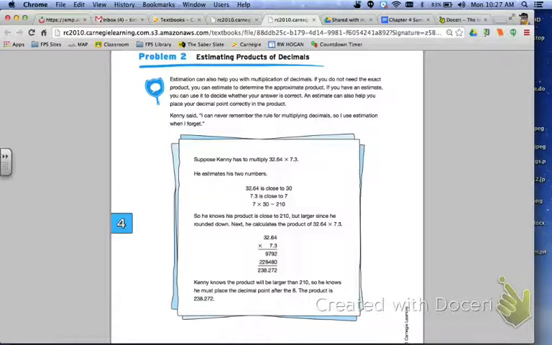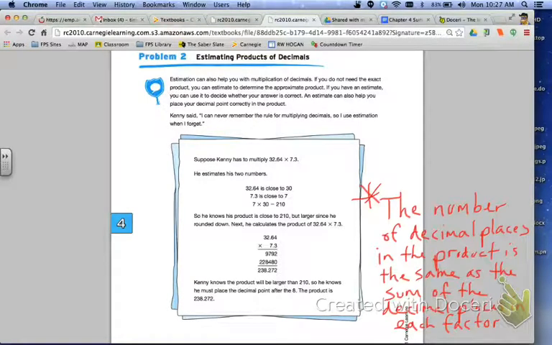Next, he calculates the product, carries out his multiplication, and comes up with 238.272 for his answer. So because of his estimate of 210, Kenny knows the product will be larger than 210, so he knows that he must place the decimal point after the 8 for the product to be 238 and 272 thousandths.